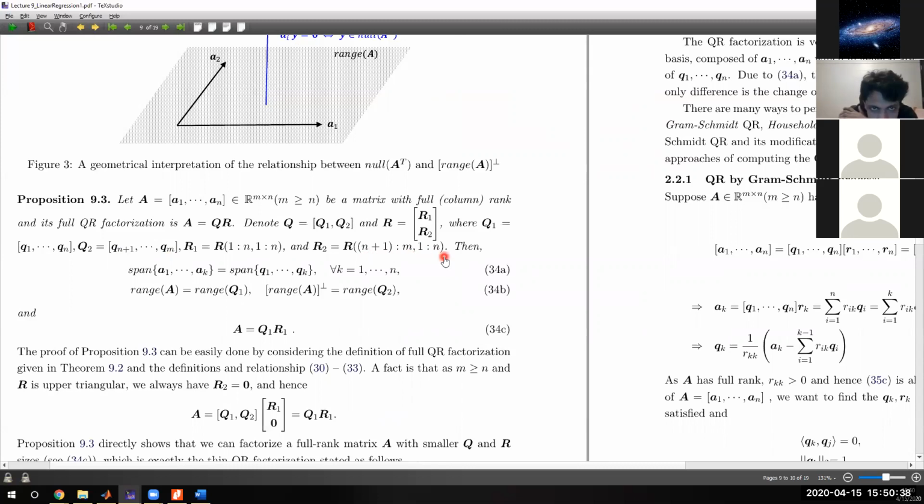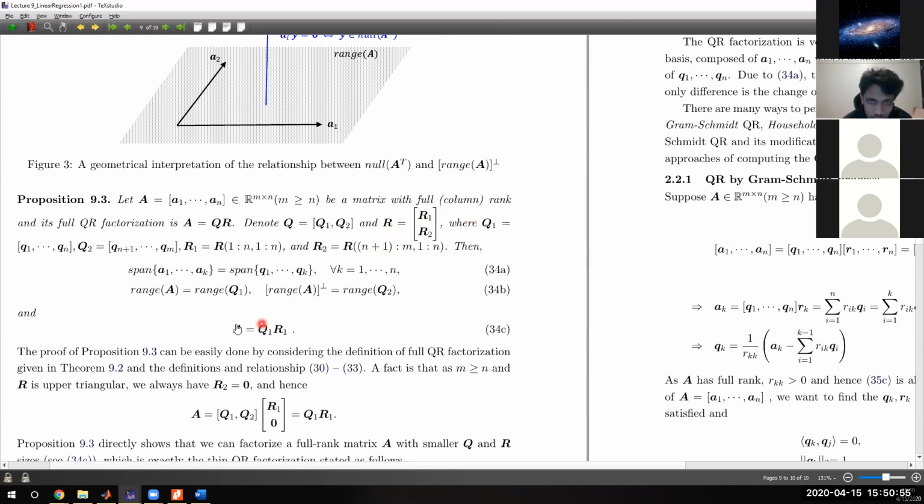Oh, Jesus, I have a typo here as well. Let me see. No, no typo here. This is correct. This means the N plus 1 to M rows, and this means all columns of R. So that R1, R2 together are R.